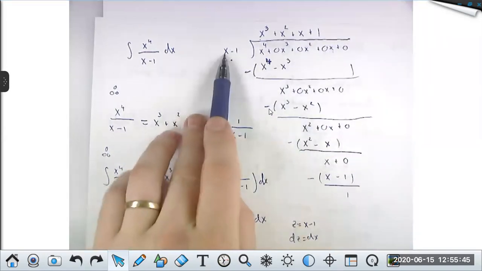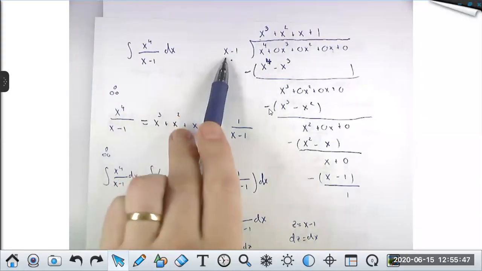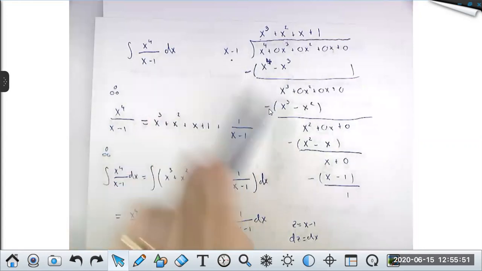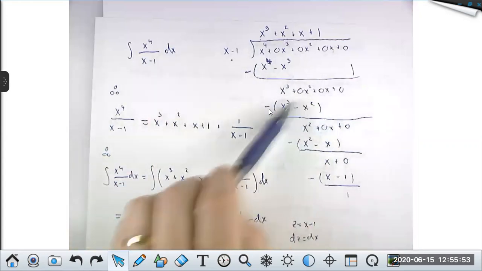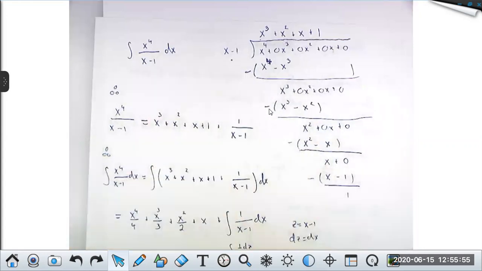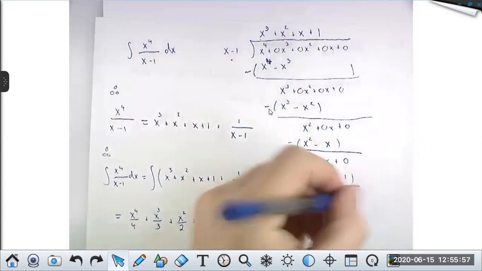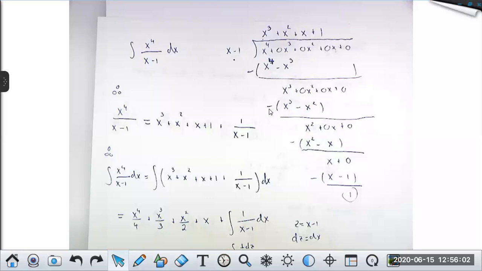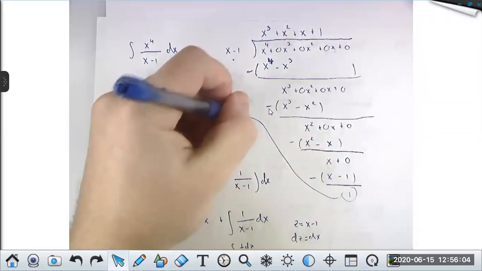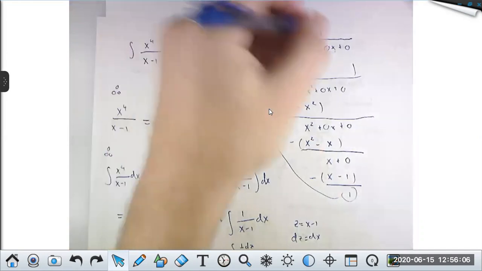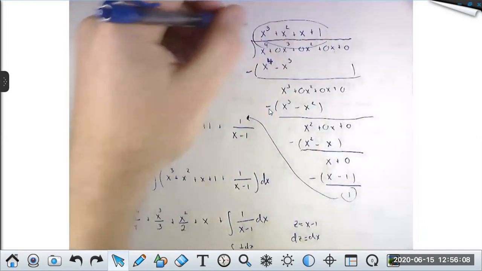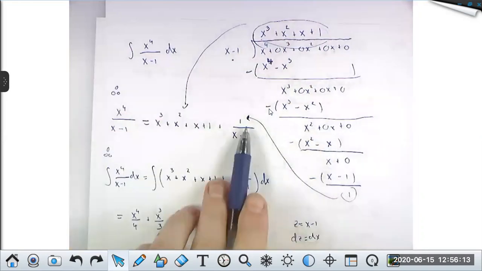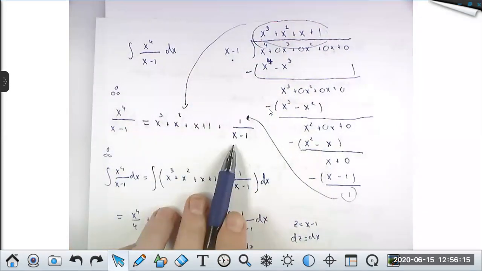And then I rinse and repeat. So what must I multiply x by in order to get x cubed? Well, that's x squared. Then I distribute this and I write that here. And then I subtract this whole row from this whole row. And we keep going like that until we get to something whose degree is strictly less than this. Then at the end, this is what goes upstairs. So you'll have your polynomial piece. This piece goes here. And then you'll have your remainder term over your divisor.